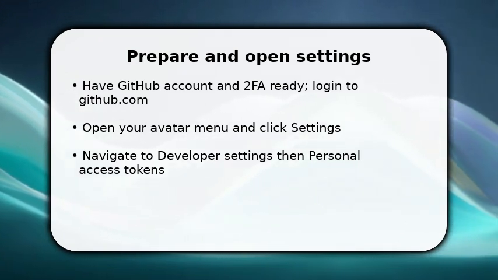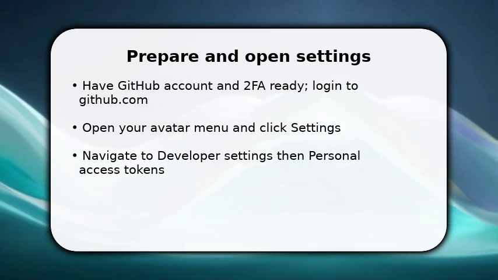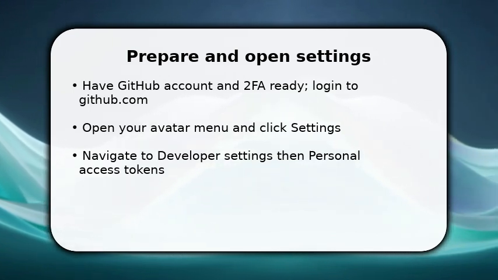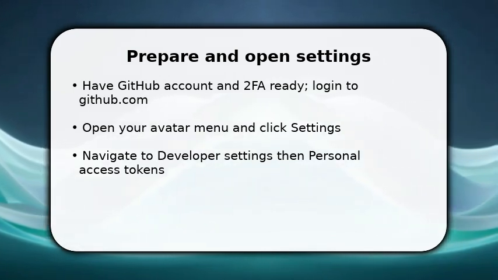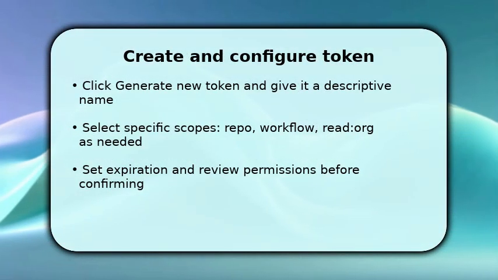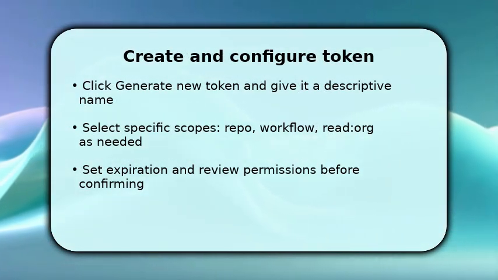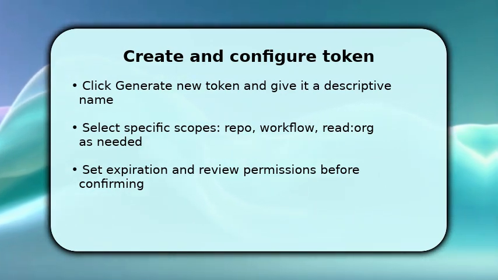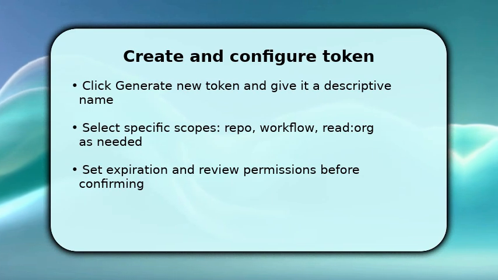You do this now because permissions and 2FA change how tokens are issued. Proceed immediately to generate a new token. You're now in the token creation flow. Click Generate New Token and type a clear name so you recognize its purpose later. Once done, choose only the scopes required, for example repo for code access or workflow for actions.